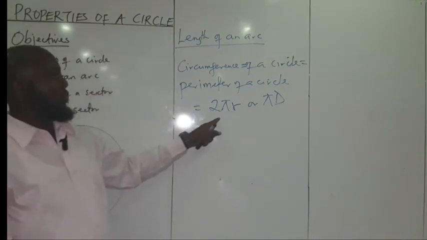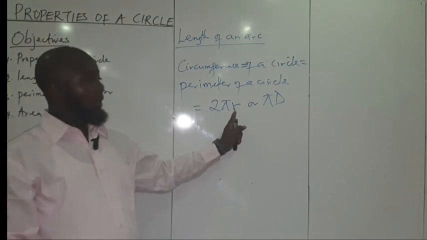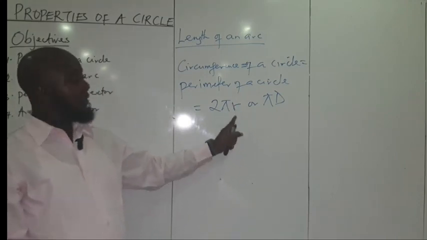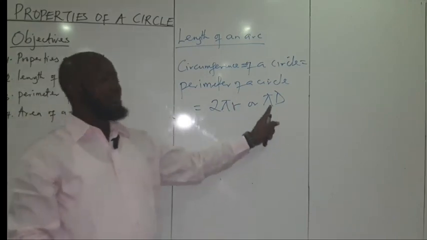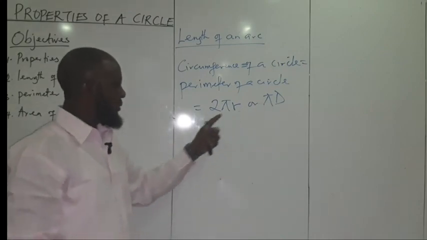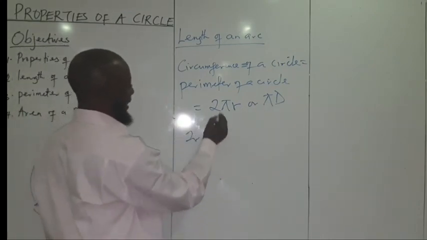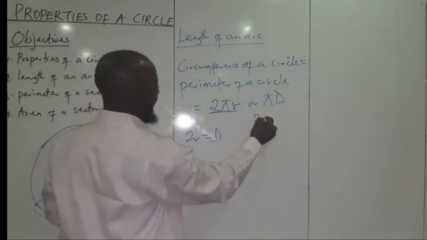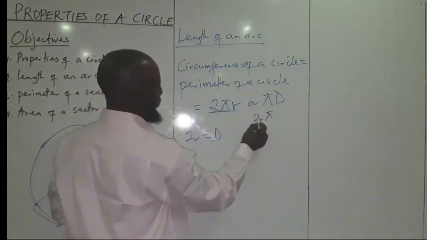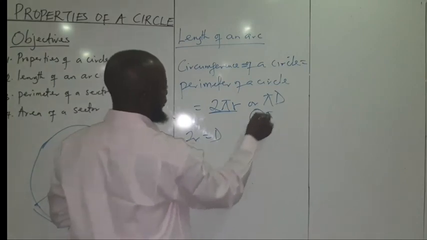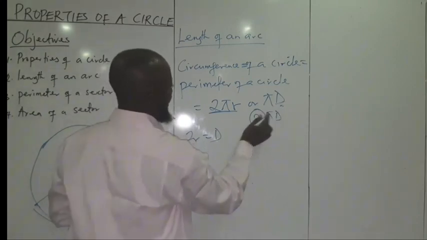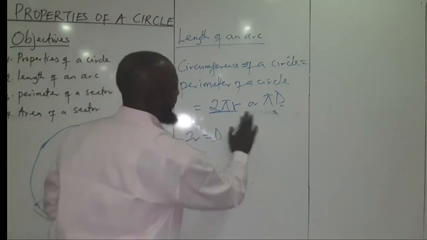You are going to use this formula if radius is given. And you can as well use it if diameter is given, but the formula you use is pi d. Why is it pi d? I said that 2 radii equals 1 diameter. So here too you have 2 radii times pi. So instead of using 2 pi r, I'll just use d. So that's why we have pi d. I hope this is very clear.